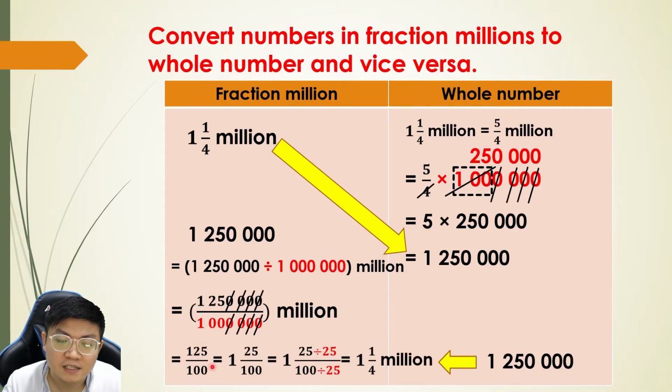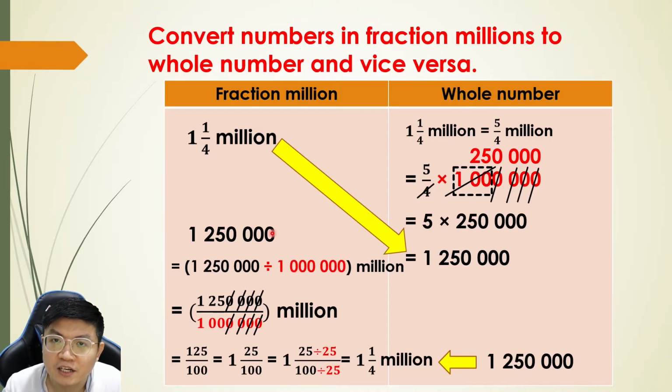Okay. This 125 over 100, you convert into mixed number. And I need to simplify this. With 25, finally, I only get 1 1/4 million. Okay. So this is the step of converting from fraction million to whole number, and also whole number back to fraction of million.